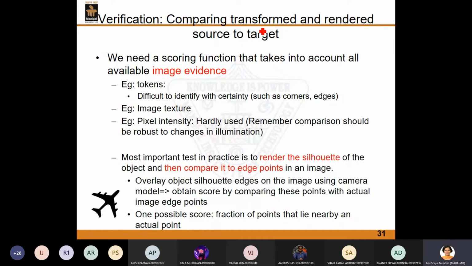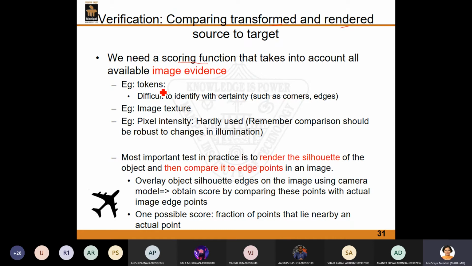Okay, now how do you compare the transformed and the rendered source to target? Or how do you compare the matching between the source and the target? We'll see that. So what you do is basically you're trying to find some kind of scoring function over here, right? To find the scoring function, you can use different imaging quantities.